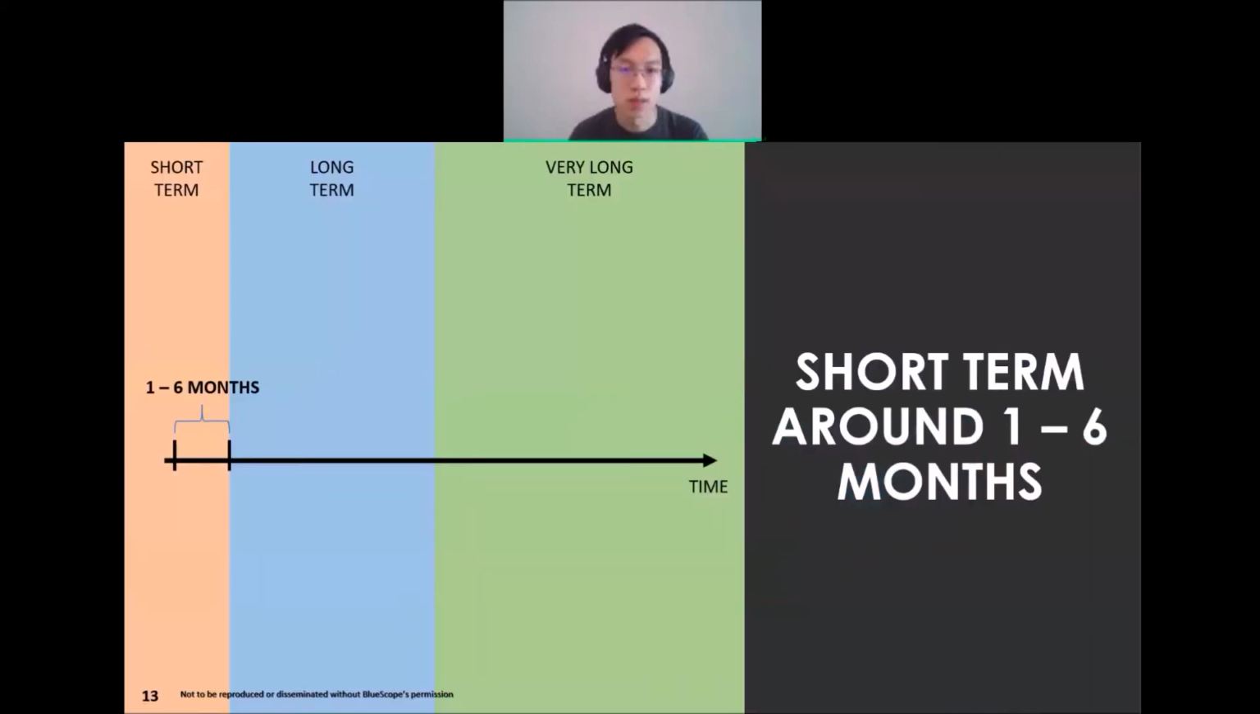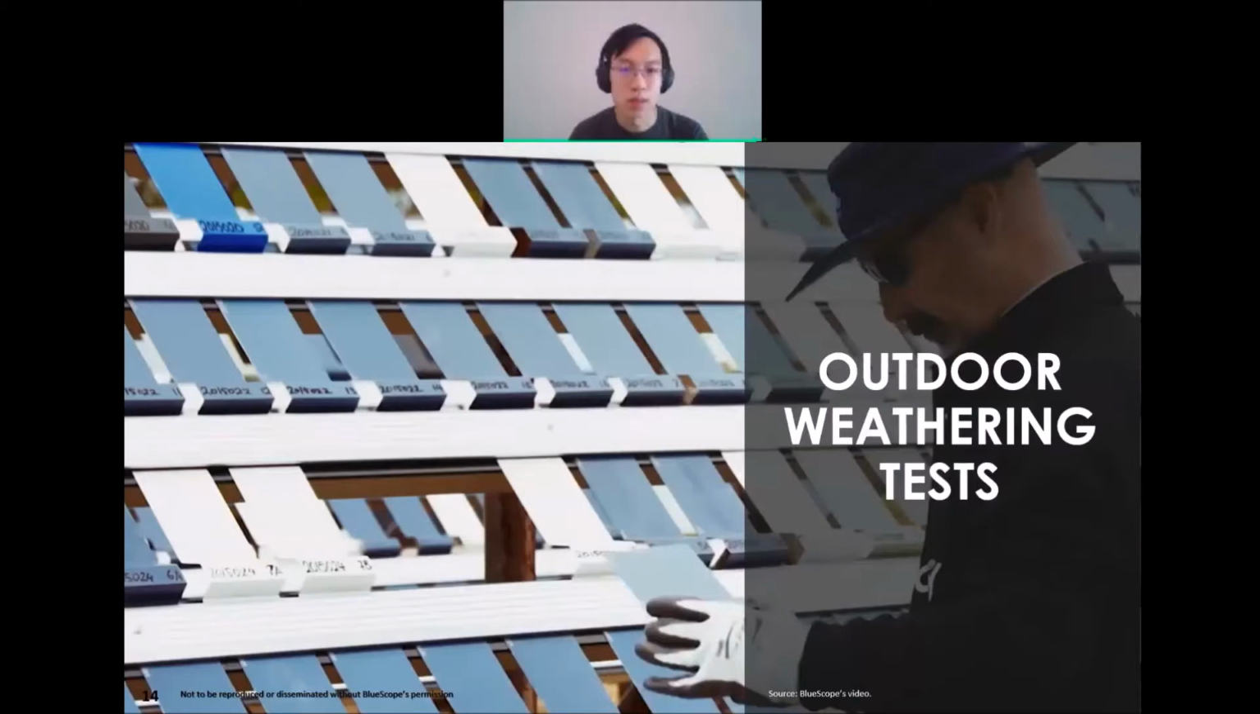So when we say accelerated test, it can range from 1 month all the way to 6 months, but usually it will be from 1 to 3 months, and 6 months is sort of unusual normally. So all these types of accelerated tests normally are used as an indicator. Okay, so another type of test is called outdoor weathering test, right?